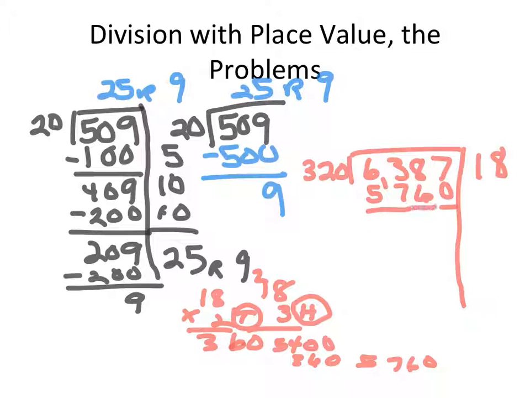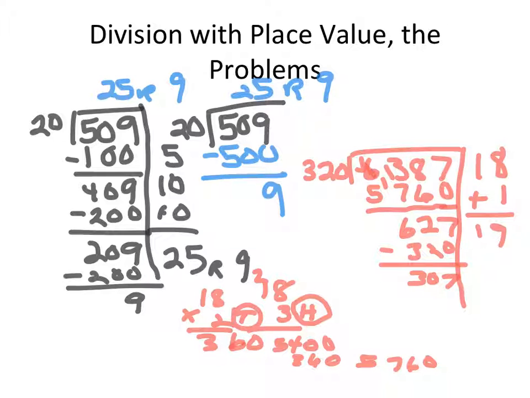And I need to subtract to see what I have left. And I have 627. Well, I know I can at least get one more out of that. 2 times this would be 640, which is too much. So 1 would be 320. And if I subtract, I get 307. So I got 19 320s out of that, and I have a remainder of 307.